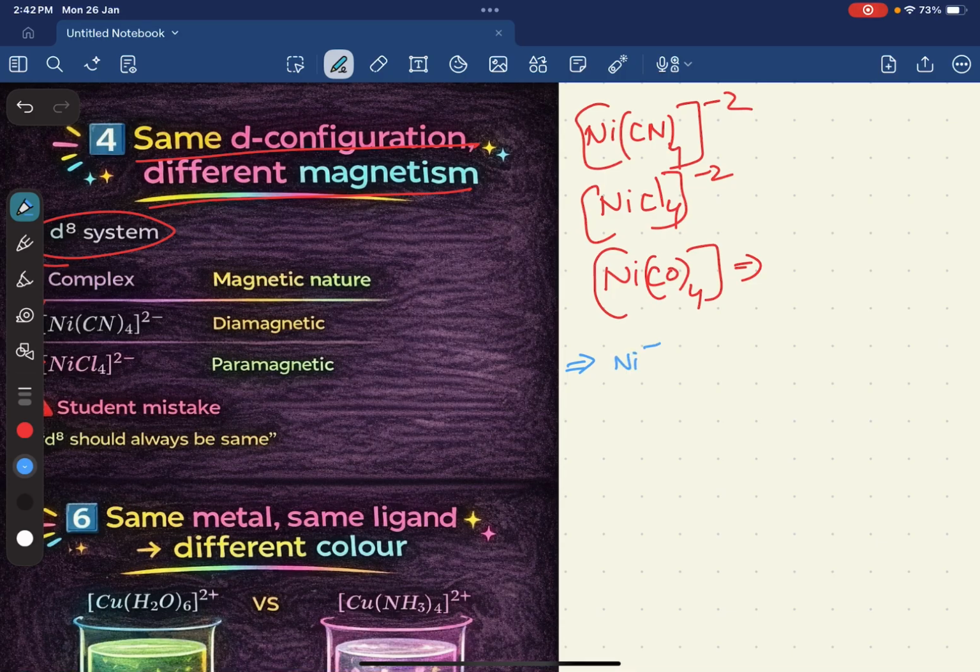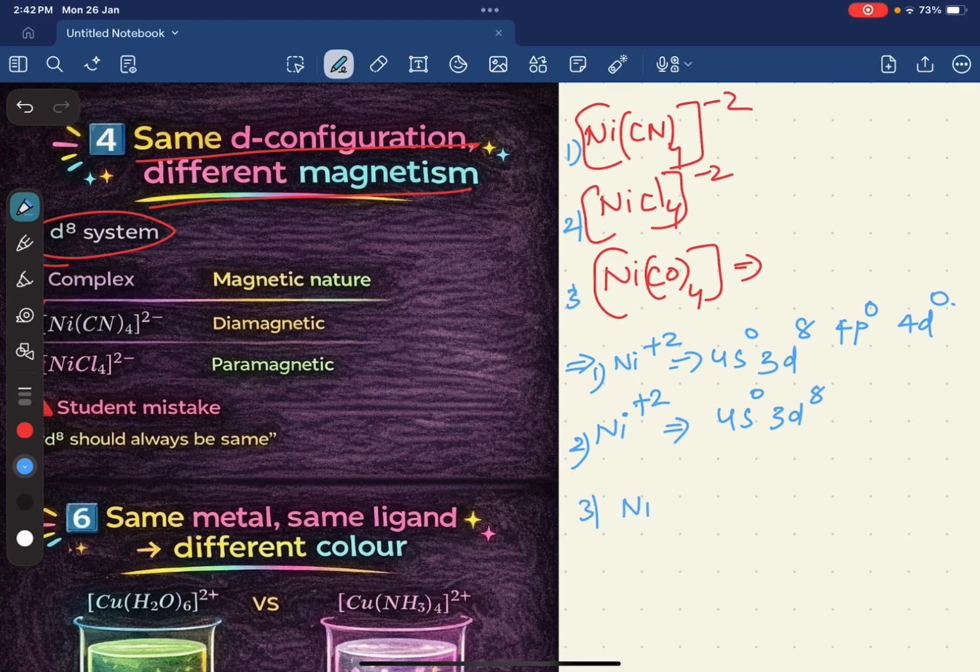In [Ni(CN)4]²⁻, nickel has 4s0, 3d8, and 4p also 0, 4d also 0. In the second case, Ni²⁺ here also, so 4s0, 3d8, and the same way for this one. And coming to the next one, Ni is in 0 oxidation state, 4s0 3d8 for the last example, students, which is this one, because CO is a neutral ligand. CN is a strong field ligand.